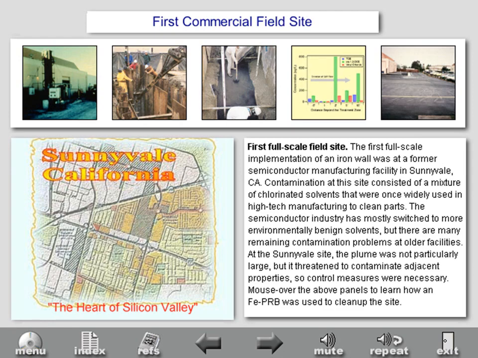The first full-scale commercial site to be remediated with an iron PRB was in Sunnyvale, California. The site was contaminated with perchloroethylene from previous circuit board manufacturing operations. The old above-ground treatment system was replaced with an in-ground iron wall. This allowed the owner to put the surface back to commercial use.